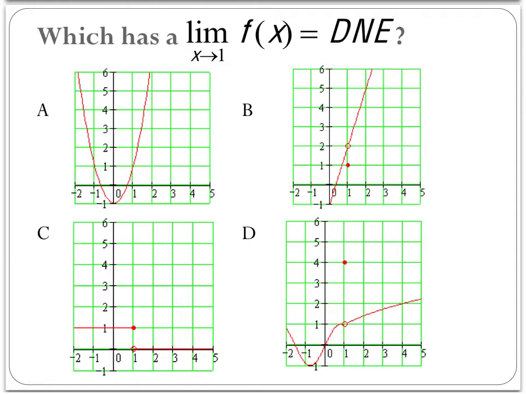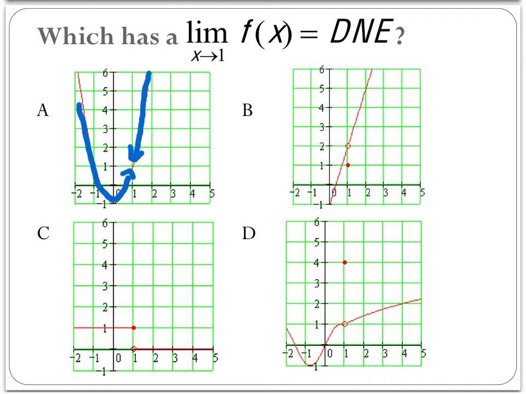So the easiest way to do that is to grab your pencil and trace the graph as x gets closer and closer to 1 from both sides of the graph. And what you're looking at is seeing if those two arrows match up, which in this case they do. So in this case, choice A, the limit does exist as x approaches 1. So it's not what we're looking for.